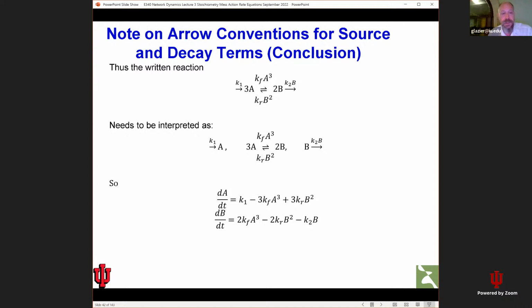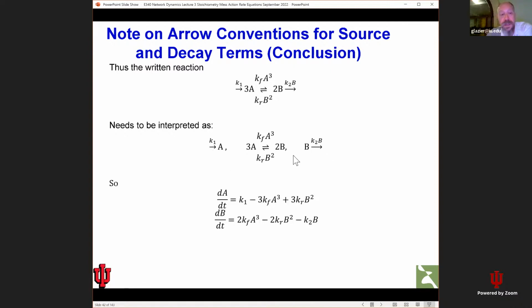Okay. So here was an example again of how to do interpretation. As Joel mentioned, this was a homework problem. We read chapter 2, so this was discussed. So this is essentially a review of the homework. So again, we write nothing goes to 3A, 2B goes to nothing. We interpret that as actually 3 independent reactions. Nothing goes to A goes back and forth to B goes to nothing. And then we can derive it here.